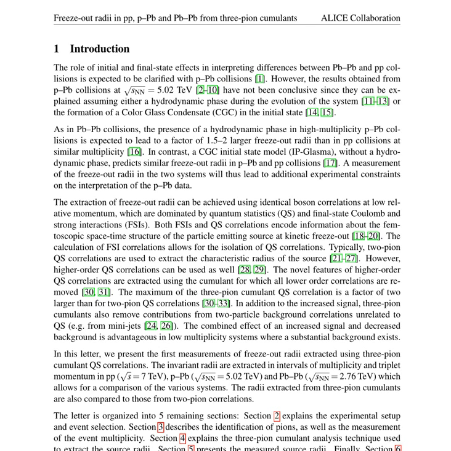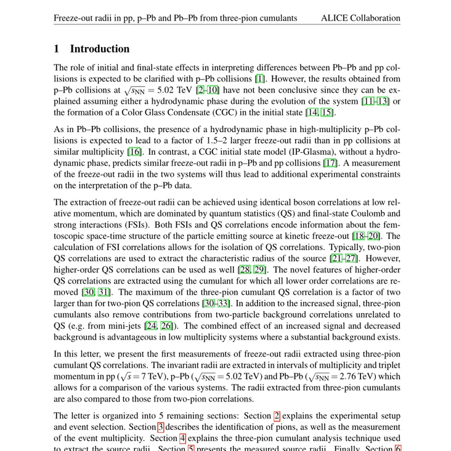interpretation of PPb data. The extraction of freeze-out radii can be achieved using identical boson correlations at low relative momentum, which are dominated by quantum statistics, QS, and final state Coulomb and strong interactions, FSIs. Both FSI and QS correlations encode information about the femtoscopic spacetime structure of the particle-emitting source at kinetic freeze-out. The calculation of FSI correlations allows for the isolation of QS correlations.